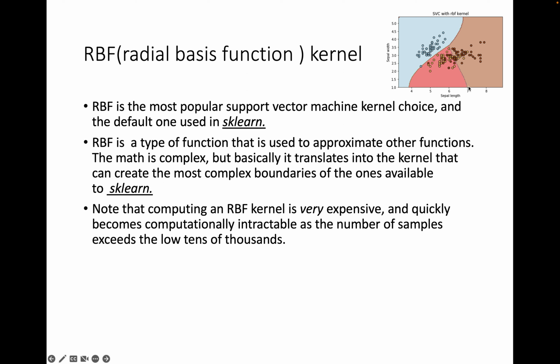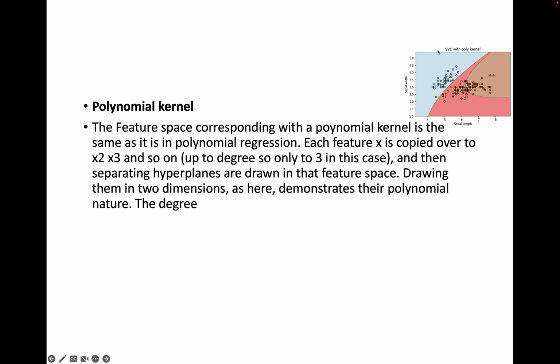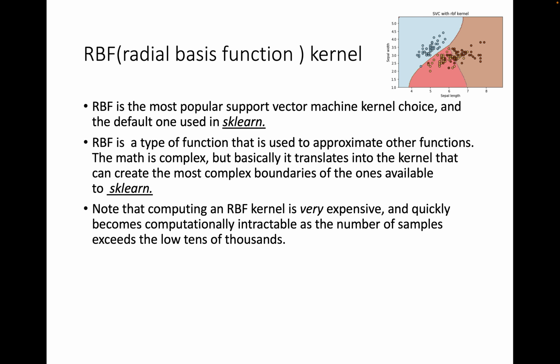It looks only complex. You wouldn't on first guess, on visual first guess, make this. You would have created something like this. But this is complex. It creates it by using complex math. Note that computing an RBF kernel is very expensive. Expensive means it costs money, on what? The computing power. Computationally it is very expensive.